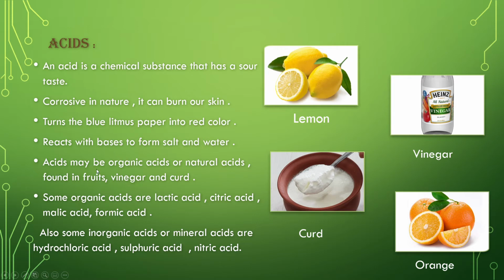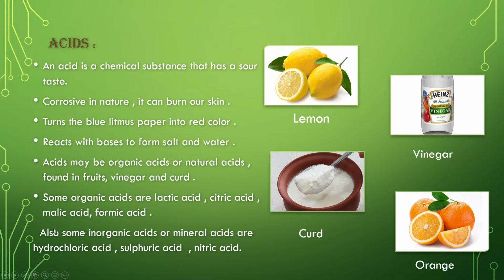And acids may be organic or natural acids found in fruits, vinegar and curd. That means its origin is organic. That means it is obtained from any food material, then it is called a natural acid or organic acid. What are the organic acids? Within these food materials, the acids are like lactic acid, citric acid, malic acid, formic acid. Different types of acids are found in different types of food material.